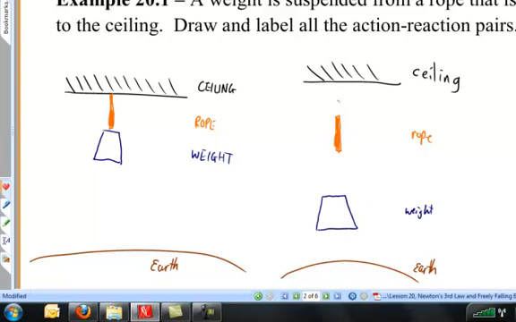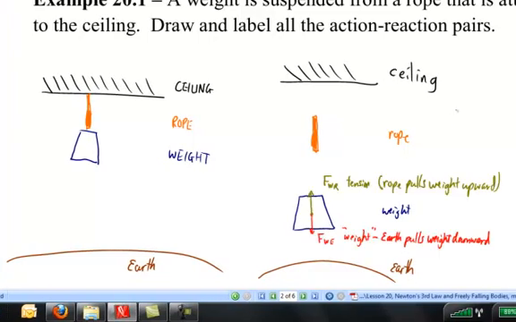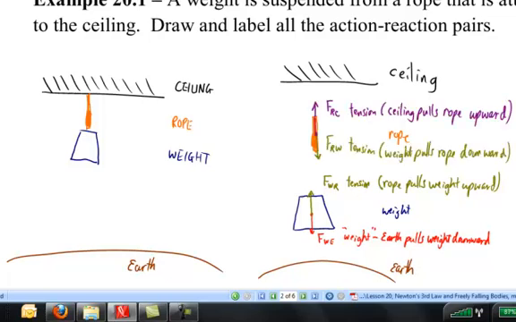The weight experiences two forces. The earth pulls it downward. That's what we call the weight of the weight. That's kind of an awkward wording, but there it is. And the rope pulls upward on the weight. The rope feels some forces. The rope feels the weight pulling it downward, but it also feels the ceiling pulling it upward. Now the ceiling feels a force. It feels pulled downward by the rope. That's another tension force. We could possibly say that there's an interaction between the earth and the ceiling, but we're not going to worry about that interaction because I'm focusing on the weight and on the rope.